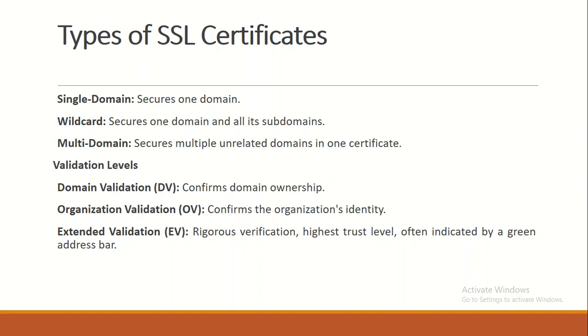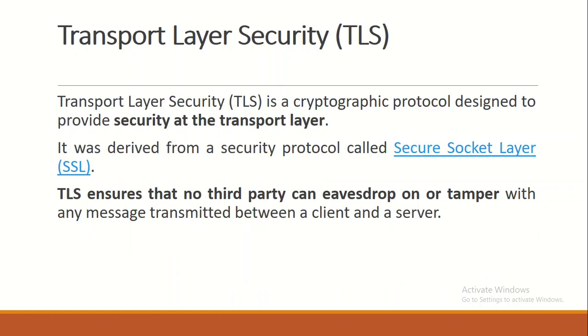The levels of validation change depending upon the type: domain validation, organization validation, and extended validation. Domain validation confirms the ownership of the domain. Organization validation confirms whether the organization is genuine and verified by identification. Extended validation is the highest trust level, and very big organizations use it, shown in the address bar. These are the types of SSL certificates.